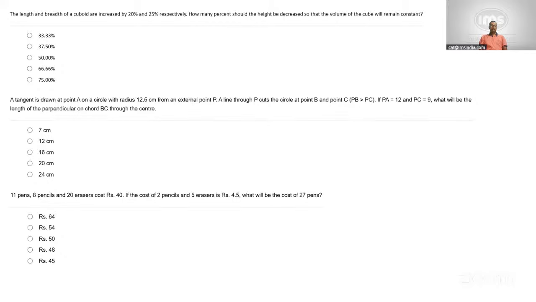The length and breadth of a cuboid are increased by 20 and 25% respectively. By what percent should the height be decreased so that the volume of the cuboid will remain constant? I know that the volume of a cuboid is given by L times B times H. Increased by 20% means 120 by 100 of L, or effectively length becomes 6 by 5. Increased by 25% means a 1/4 increase, which means the new breadth will be 5 by 4 of B.